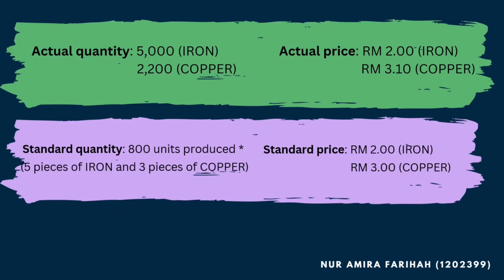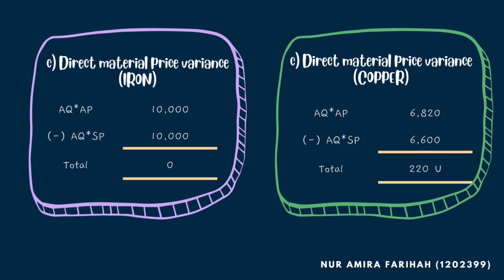This is our reference for question 2C and D. It consists of actual quantity, actual price, standard quantity, and standard price. As for question 2C, direct material price variance, for iron we get 0 since the actual and standard price are the same, which is 2 ringgit. For copper, we get the unfavorable amount of 220.